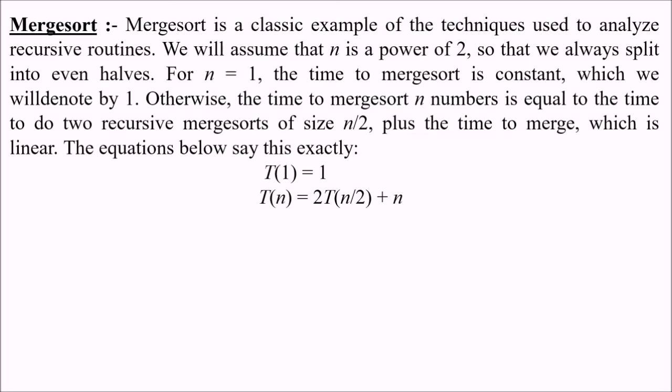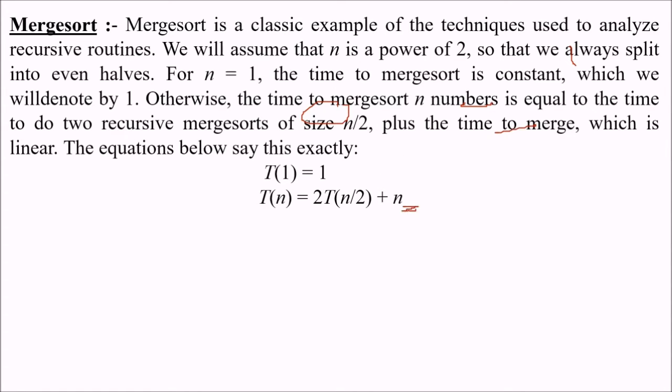Merge sort. Merge sort is a classic example of techniques used to analyze recursive routines, the divide and conquer technique. So we'll assume say n is a power of 2, so that we always split it into halves. So for n equal to 2, the time to merge sort is constant, which we will denote by 1. Otherwise, the time to merge sort n numbers is equal to the time to do a recursive merge sort of size n by 2 plus the time to merge.